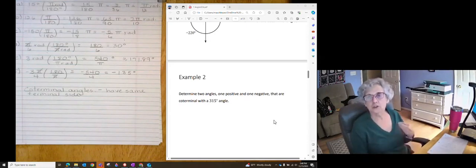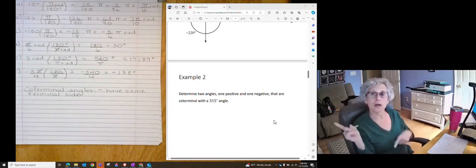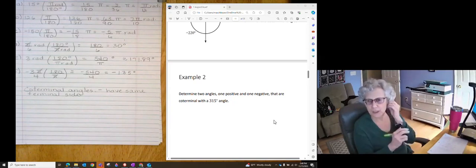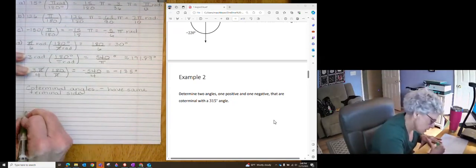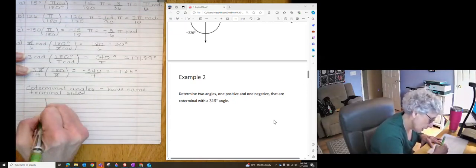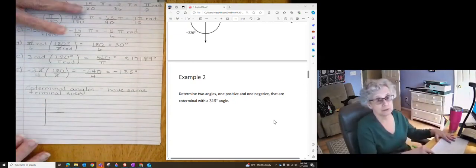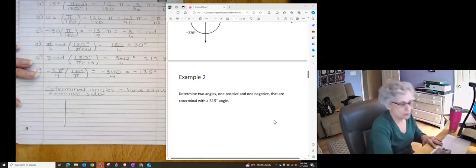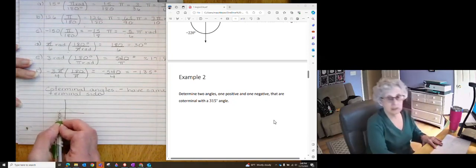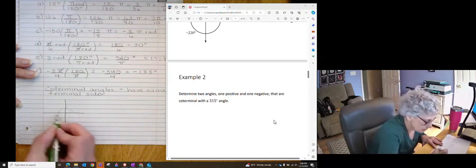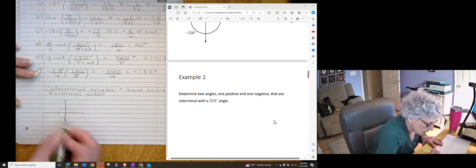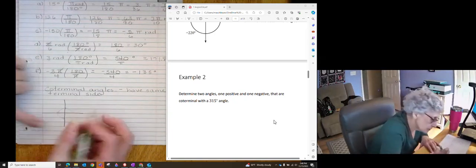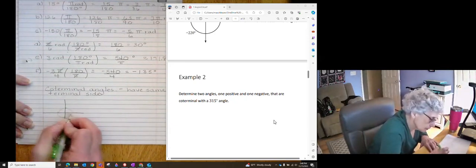Example 2 asks us to determine 2 angles, one positive and one negative, that are coterminal with a 315 degree angle. So I'm going to just kind of estimate where 315 degrees would be. Well, I know this is 90 degrees. This is 180 degrees. I go another 45 degrees. So that would be 225. So 315 is over here somewhere.